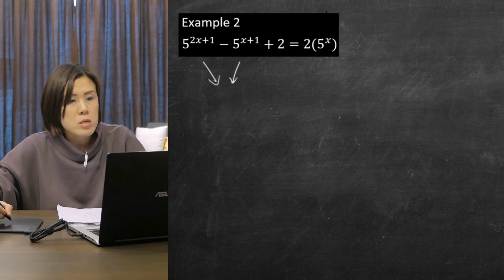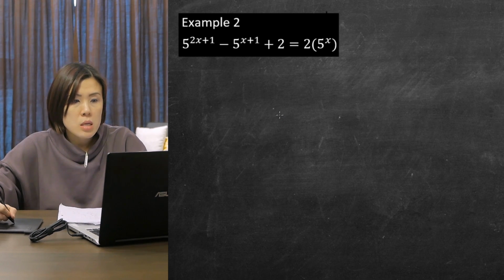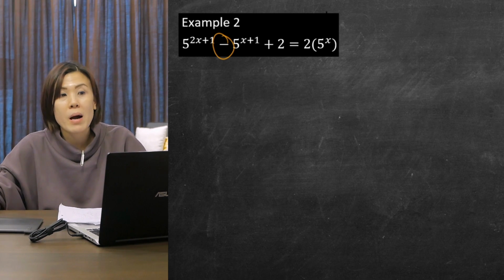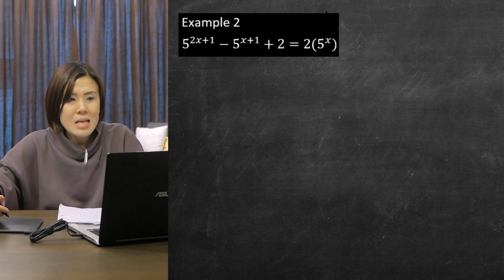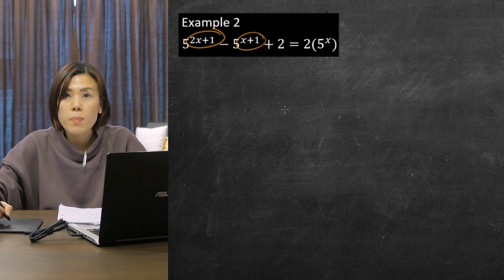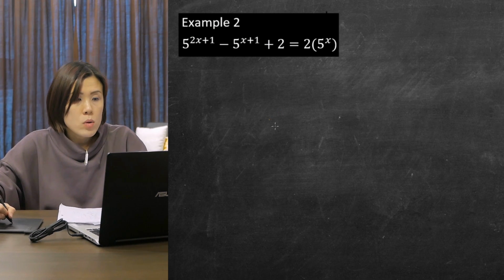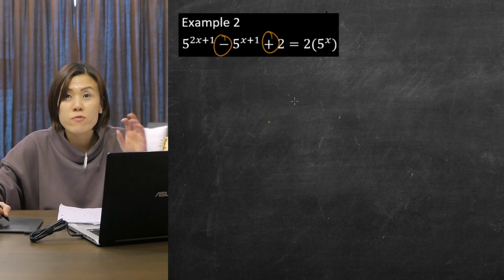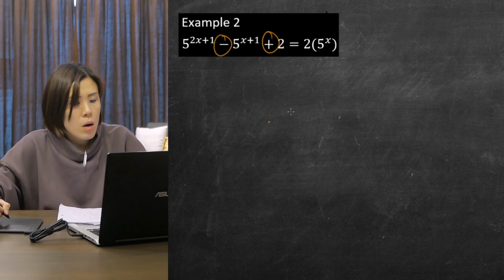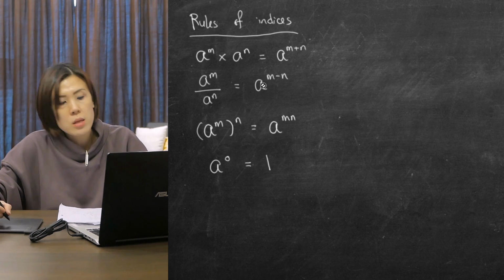but this is not possible because when the operation between the two indices is minus, we can't really combine them as one. So instead of combining them, what we need to do is break down this power 2x plus 1 and break down this power x plus 1. So this is the idea: when you see addition and subtraction, you have to break down their power. So how am I going to break down the power? Let me show you the rules of indices.